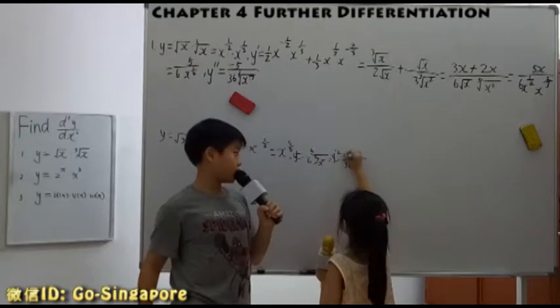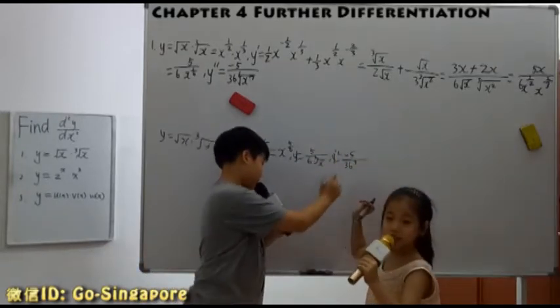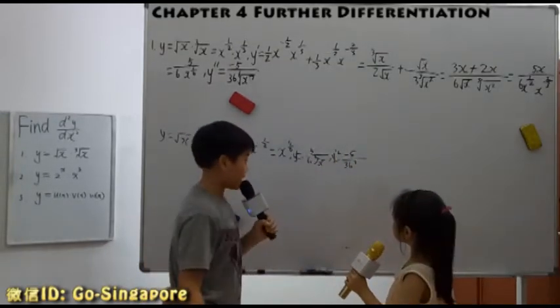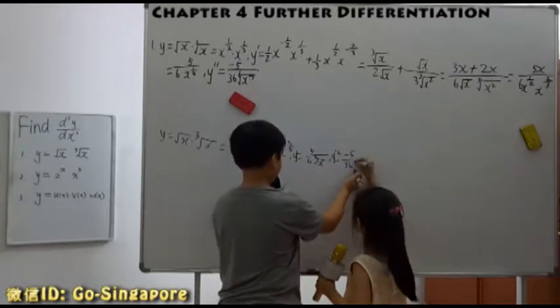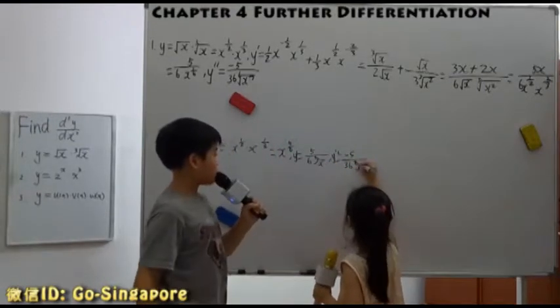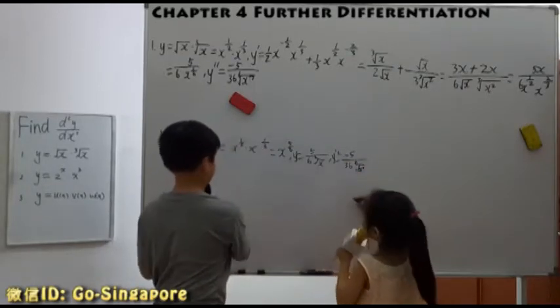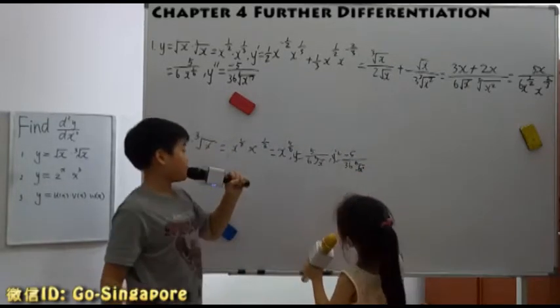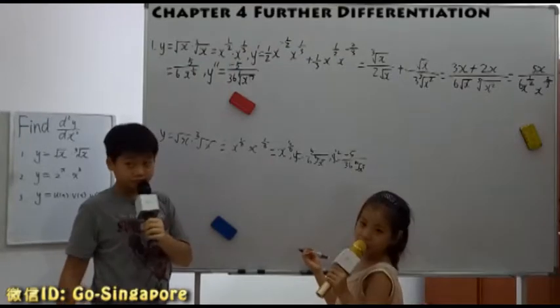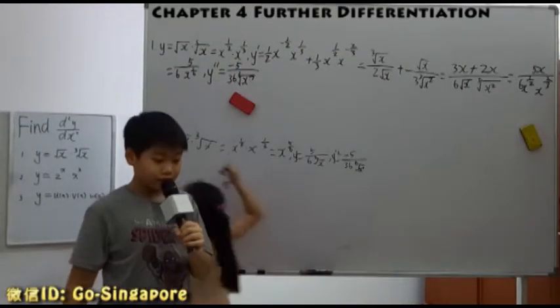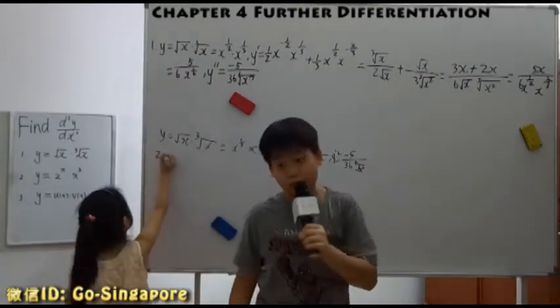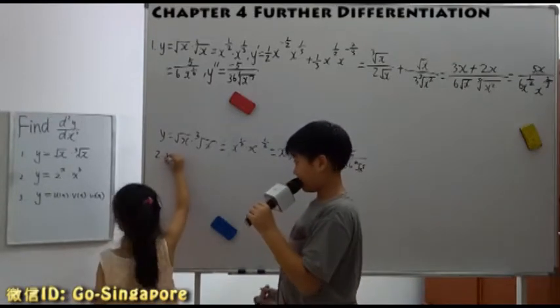You made the same mistake as me. This is 6 over the 6th root. And do you get the same answer? Correct. Okay, so next is for the second question, first method. Right? Right.